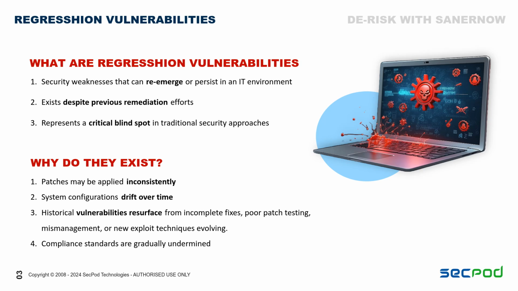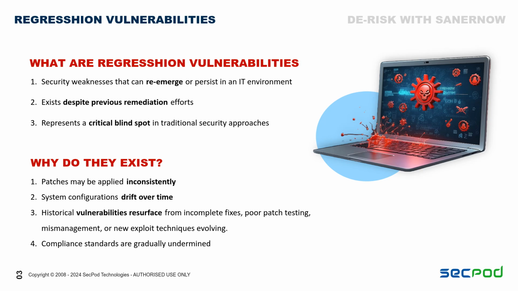So let's start off with a very important question. What exactly are regression vulnerabilities? Virendra, can you help us with understanding these types of vulnerabilities in greater detail? What Rakesh asked was what exactly regression vulnerabilities are. These are vulnerabilities that re-emerge or persist despite prior remediation efforts.